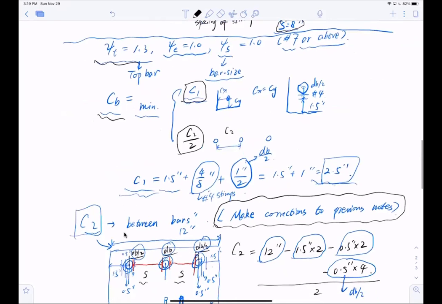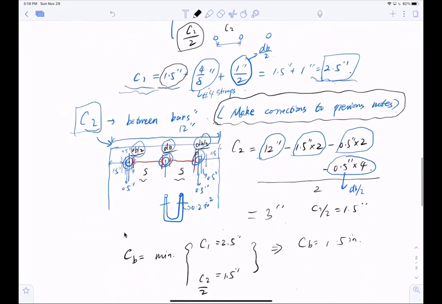So let's calculate. C1 is the corner bar. I have 1.5 inch of clear cover plus number 4 stirrups plus half of the bar diameter. I get 2.5 inch. Now C2 is the distance between bars. And mind you, we made a small mistake in the last lecture's notes, so I'll make a correction here.